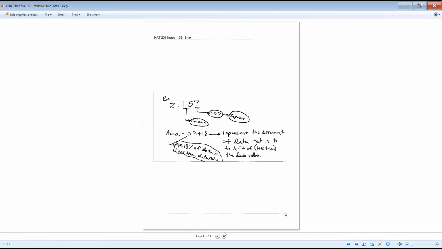The chart that we're using will always represent what's to the left of, or in other words, what's less than. So I will have a data value that I'm going to convert to a z-score. That z-score will represent the data value in question. And then the number I get from the chart, which is 0.9418, will represent the amount of data from that normal distribution that's less than, or to the left of, that data value. If you convert to a percentage, that's 94.18% of the data is less than the data value in question.